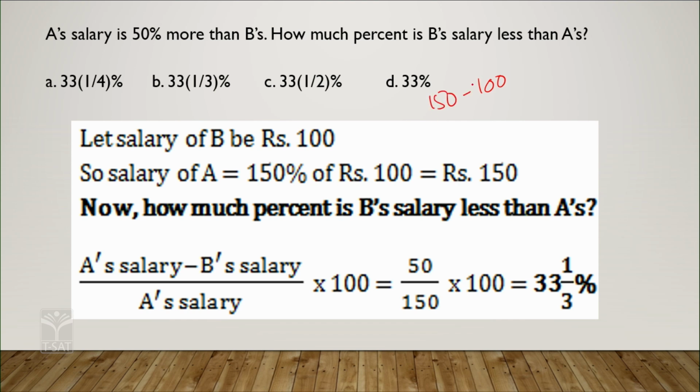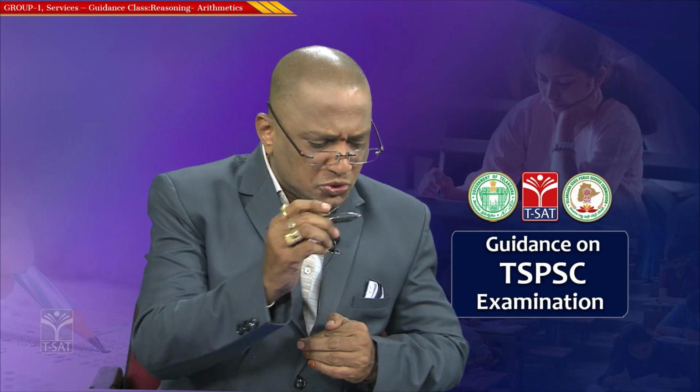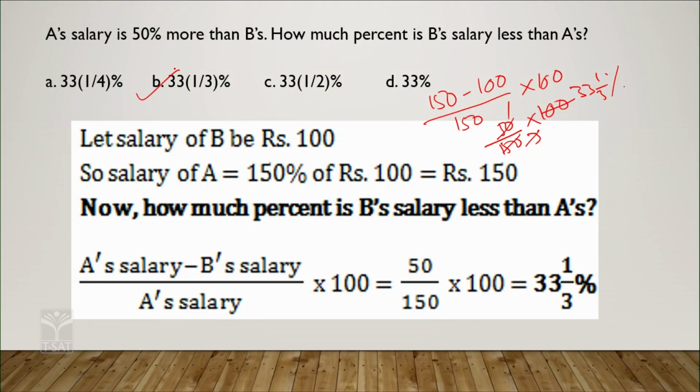150 minus 100 by A's salary, which is 150, into 100. So simply, 150 minus 100 is 50, by 150 into 100. 50 ones are 50, 3 threes are 9, 3 ones are 3, it is 33 and 1 by 3%. Means B's salary is 33% less than A's salary. Is it clear? So, you can choose option B as the correct answer.